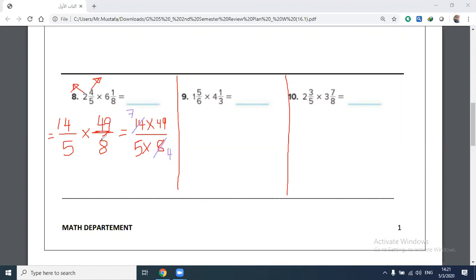Okay, so I will multiply what I have. 7 times 49. And then 5 times 4. 5 times 4 equals 20.